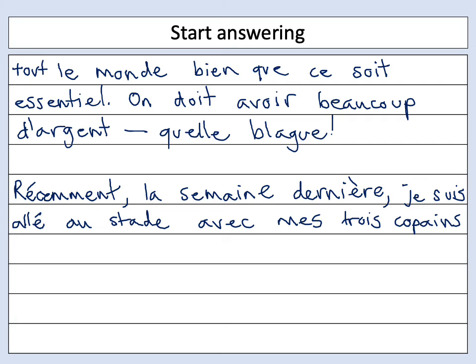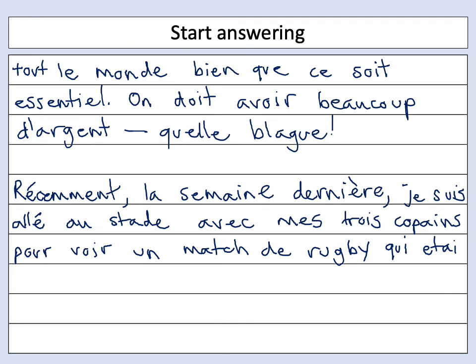And we now need to say in order to. So rather than doing afin de, we'll use pour. So in order to see, voir un match de rugby. So we know this, we've seen this a few times. Match of rugby, teacher of French. You need to do it in that sequence. You can't say rugby match. You have to say match of rugby. And then we need at this point to tell the examiner that it was memorable. So qui était, and we'll just do mémorable.